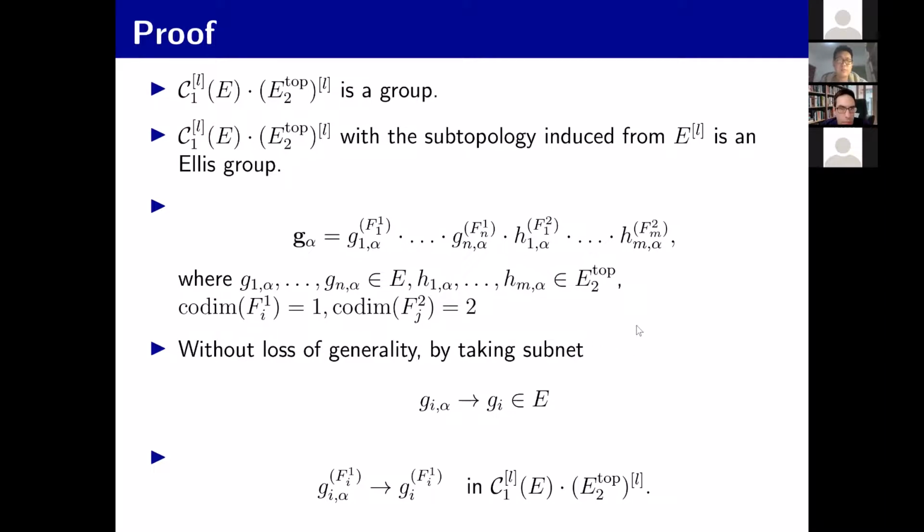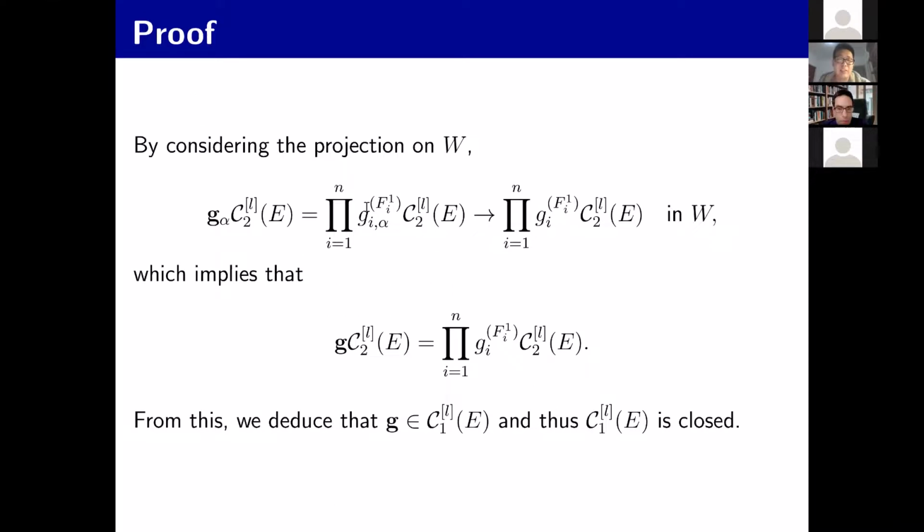So for every alpha, we can write alpha as this, where Fi is a factor of codimension 1, and Fj is of codimension 2, and we can assume that every Gi alpha converts to Gi. So we put them in W. We get this.